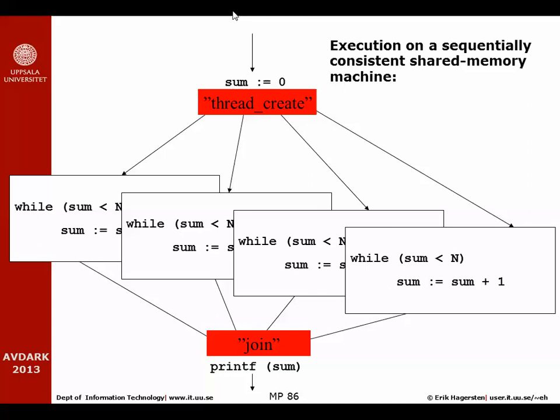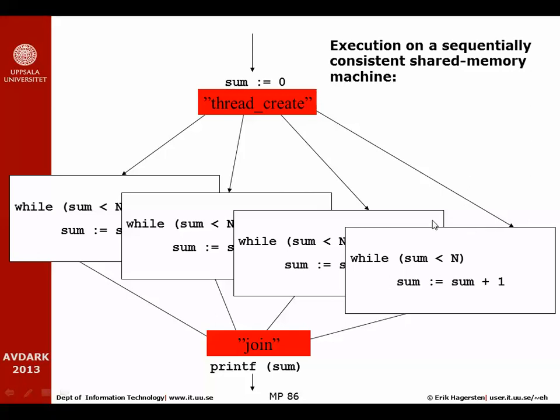We're going to look at an execution where we spawn off 4 threads. They will all have read and write access to the shared variable sum that the parent thread initiated. First they will test to see if sum is smaller than some constant n, and if that's the case, they will increment the value of sum by 1.